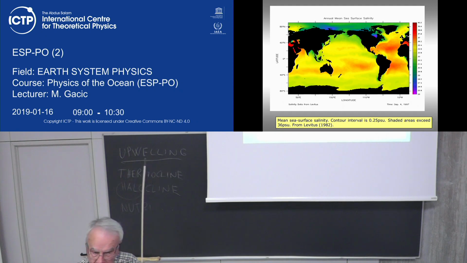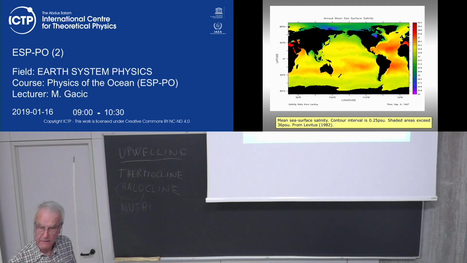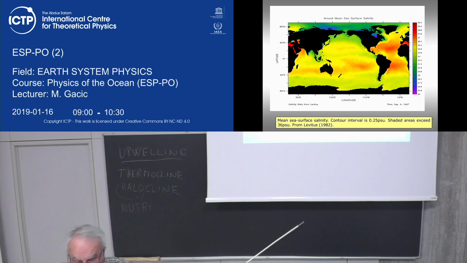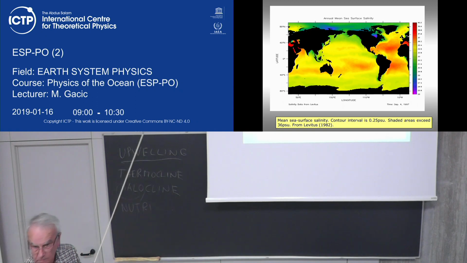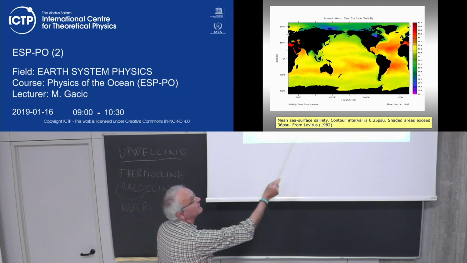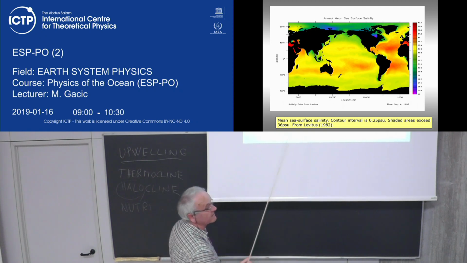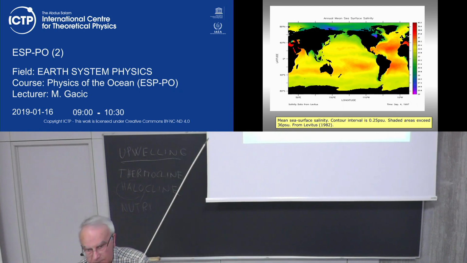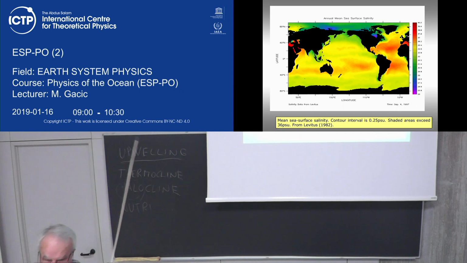So when during the summertime the water is enriched with fresh water, the salinity is lower. So generally, these salinity pockets are due to the seasonal presence or not of the ice.